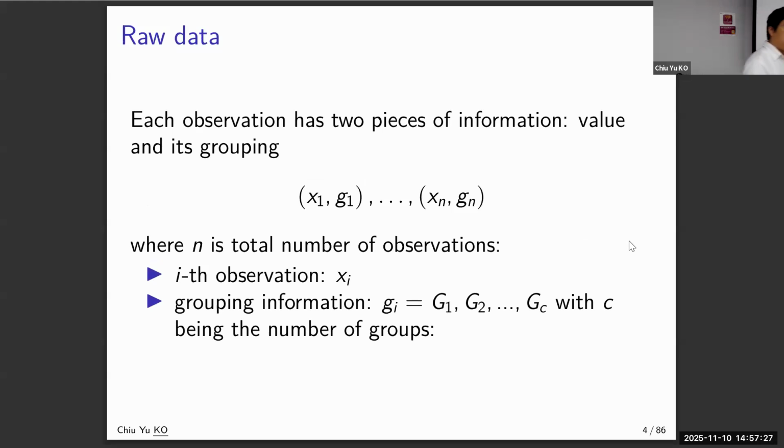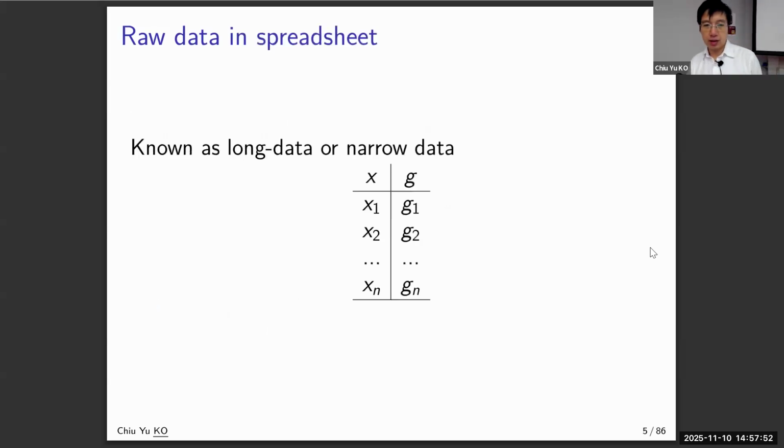So as I said, the data is a pair, X and G. And G, you know at the beginning, has at most C different types. So for male and female, C is 2. If it is age group, you have 4 types. So that is the idea behind it.